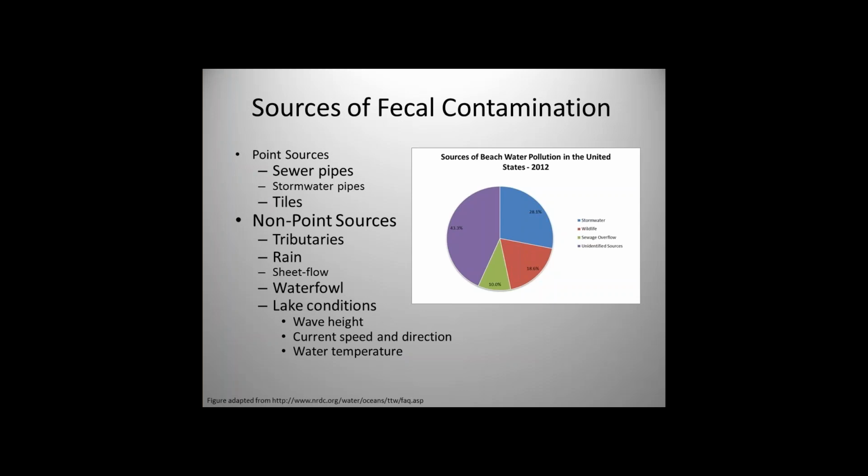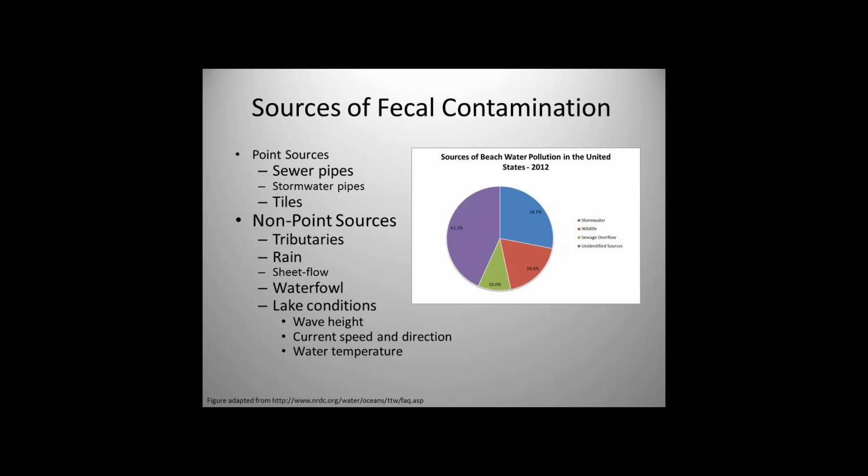The potential sources can really be broken up into two categories, however. There are point and non-point sources. Point sources would be things that you can really easily identify, so those could be a known source of discharge, so sewer pipes, stormwater discharge tiles, those types of things where you can accurately point them out. The non-point sources are things that are harder to identify, things like tributaries. We're not exactly sure what is going in there at every point in the tributary. Rain, sheet flow, birds, other lake conditions, etc.